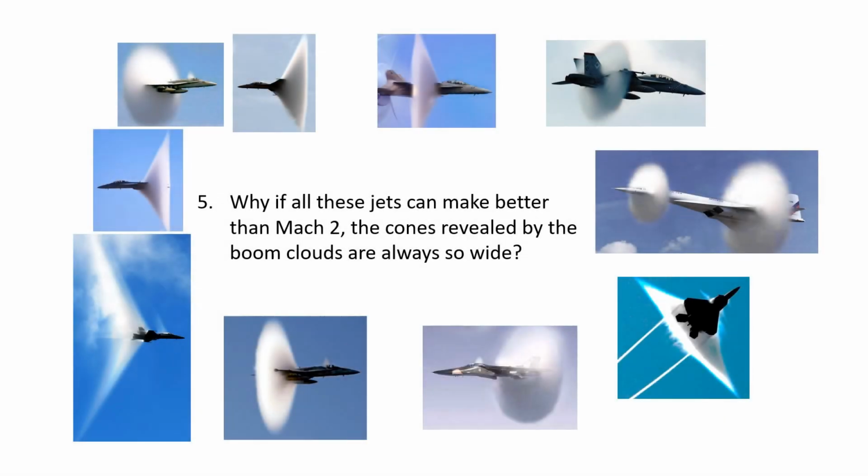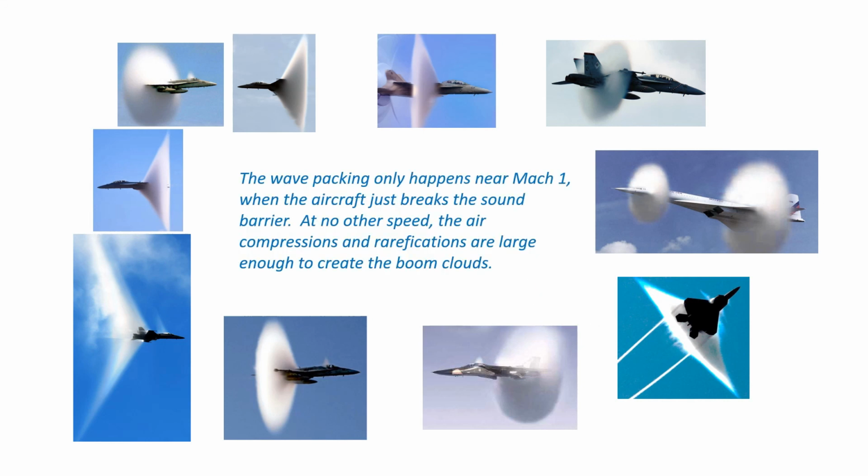And problem number 5 is a question. Why, if all these jets can make better than Mach 2, are the cones revealed by the boom clouds always so wide? Hit pause. And my answer is, the wave packing happens only near Mach 1, when the aircraft just breaks the sound barrier. At no other speeds are the air compressions and rarefactions large enough to create boom clouds.